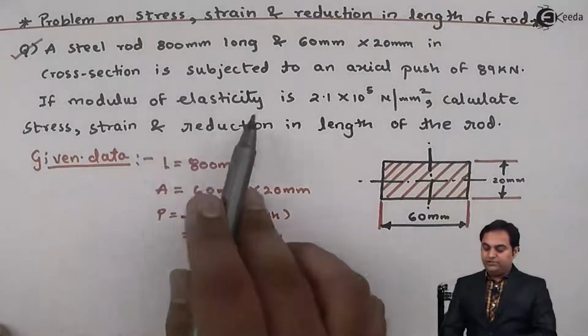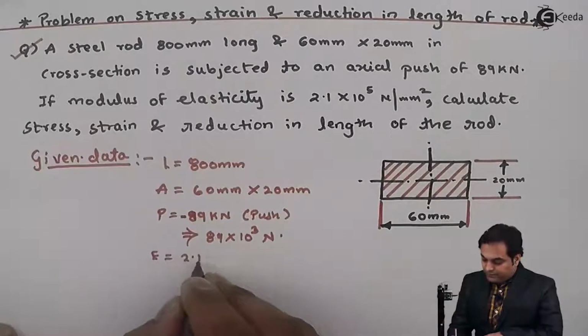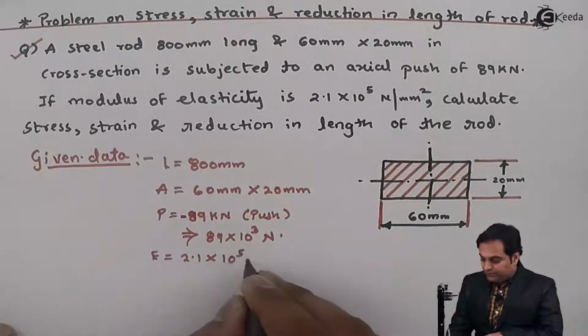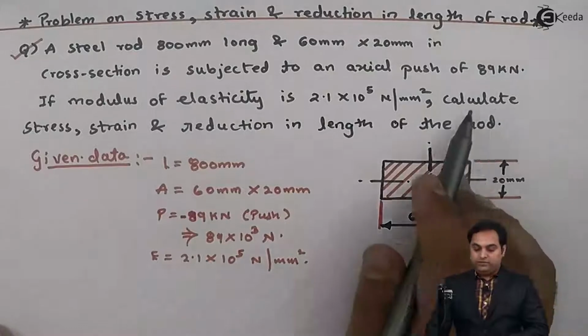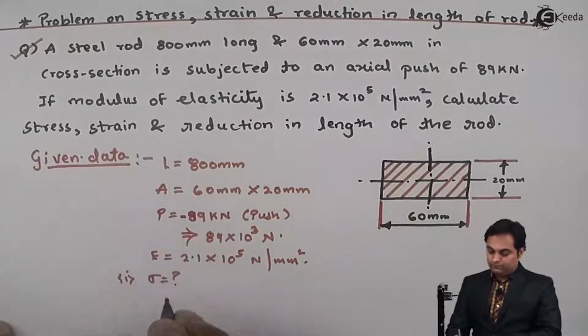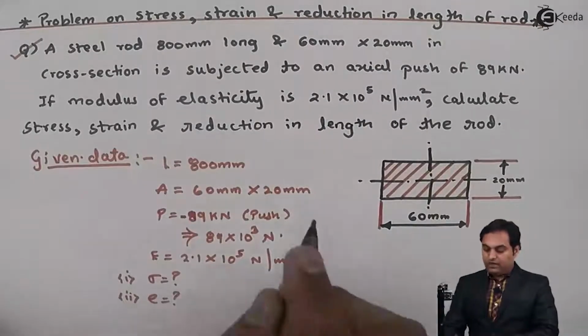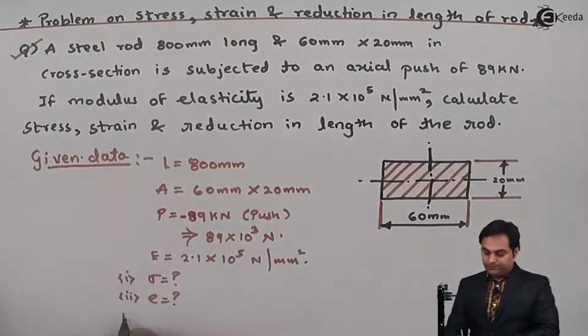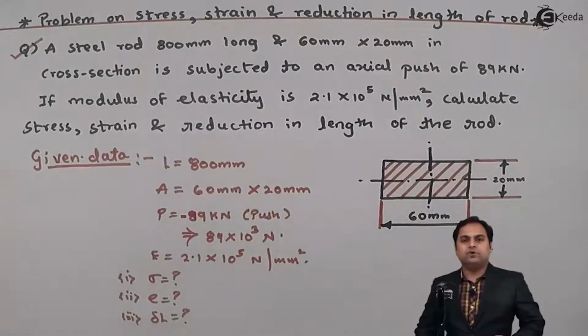Next, modulus of elasticity is capital E, it is 2.1 into 10 raised to 5 Newton per mm square. Calculate stress, the first question. Strain and reduction in length of the rod, that is delta L. So this is the question which we have to solve. Let us try to get the solution for this problem.